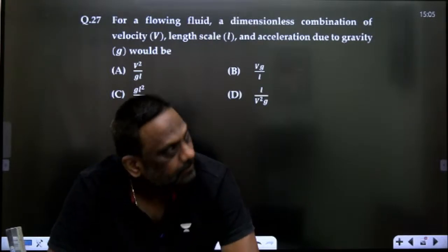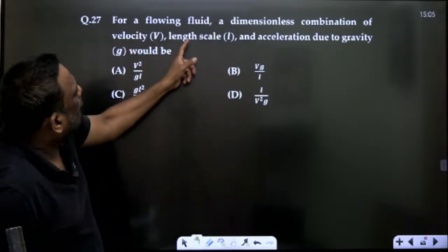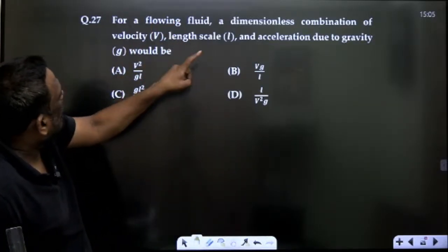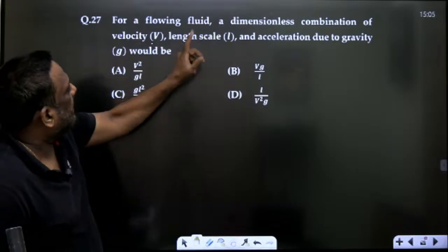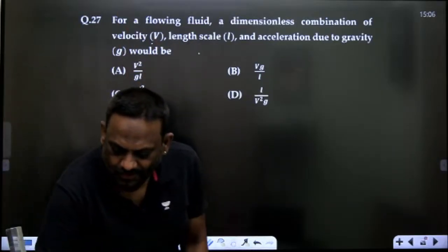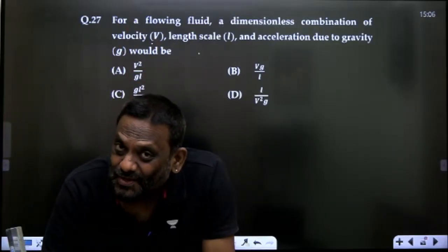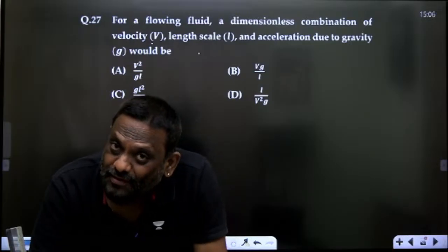Give this. For a flowing fluid, a dimensionless combination of velocity, length scale, and acceleration due to gravity. Anyone? Froude number. V square by GL or V by root GL.